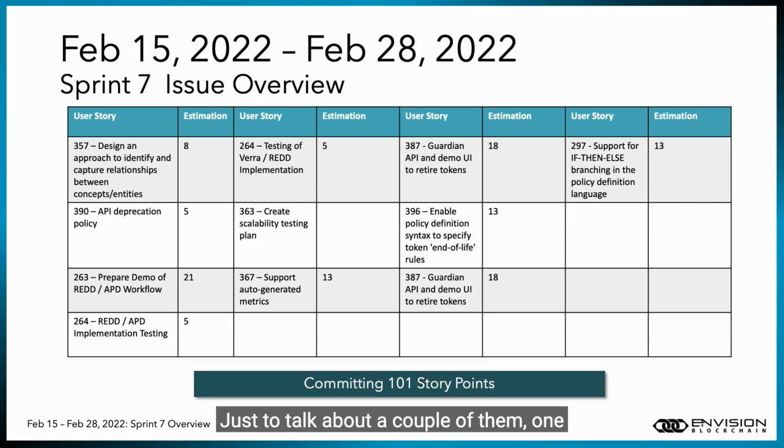Just to talk about a couple of them, one that I think is going to be really exciting to note is the preparation of a new policy. So far in the Guardian repo, we have been showing in the demo reference implementation the IREC policy, which is for the renewable energy credits. Now we're going to be showcasing a Verra policy for deforestation, which is pretty complex. It needed to have new schemas, new policy logic, workflow blocks, etc.